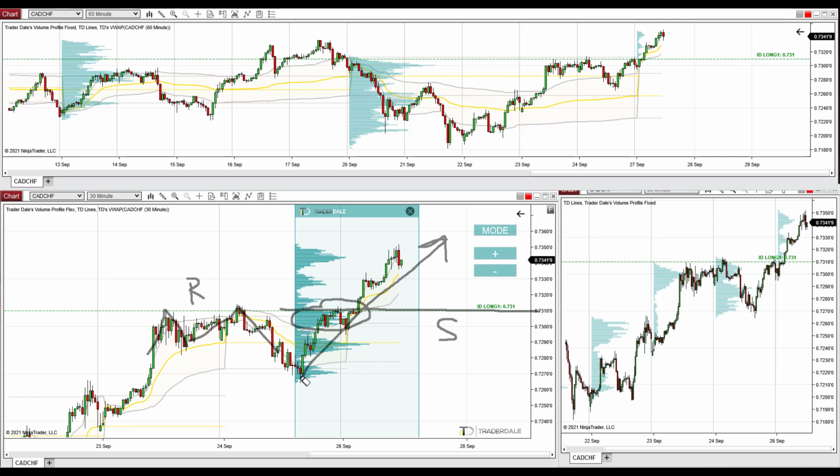The first one is the trend setup. It's based on an uptrend and on a volume cluster created within the uptrend.